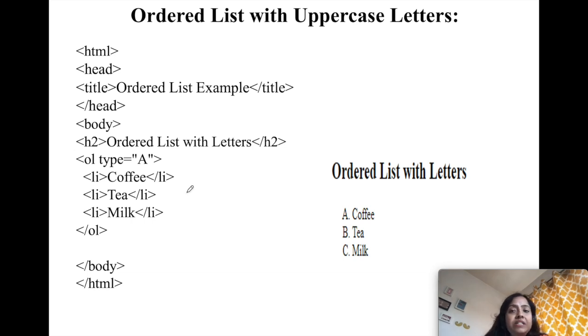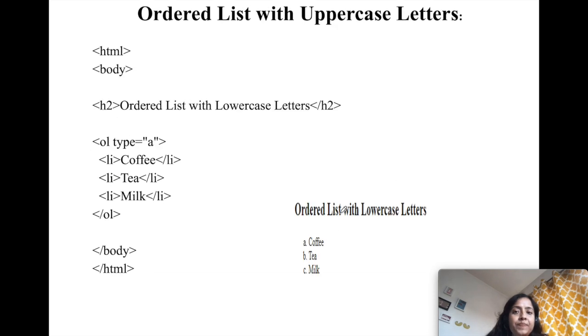Under ordered list itself, suppose I want to change this 1, 2, 3 to uppercase letters. What do we do? We change this OL type equal to A and then we write the list items, okay? As you can notice here, 1, 2, 3 has been changed to A, B, C. Suppose now you want it with lowercase letters, okay? What do you need to do? You just need to change this to small a. That's it, okay?